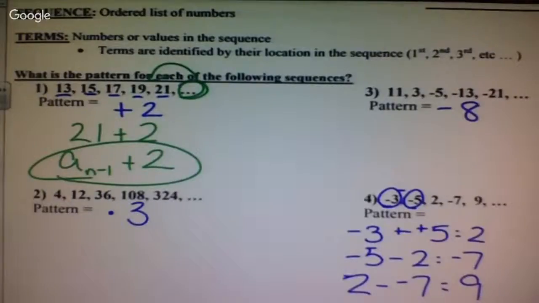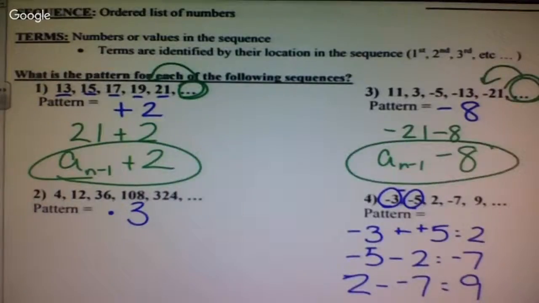Let's jump over to number 3. I want to find this number. How would I do that mathematically with numbers? Negative 21 minus 8. So, in other words, I need to go back 1 number, so a sub n minus 1, and I need to subtract 8. There's your equation. That's it. Everybody gets mixed up with the a sub n minus 1, though.